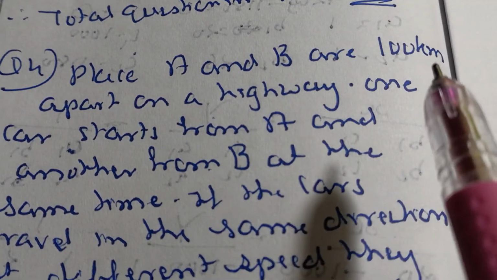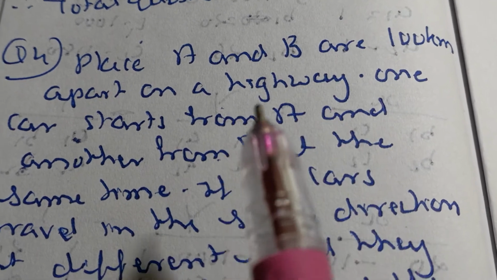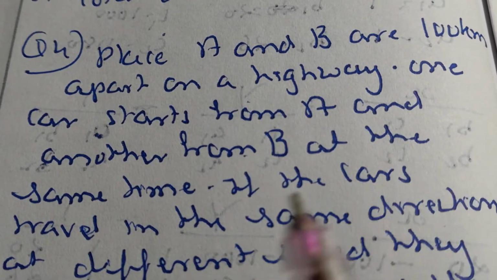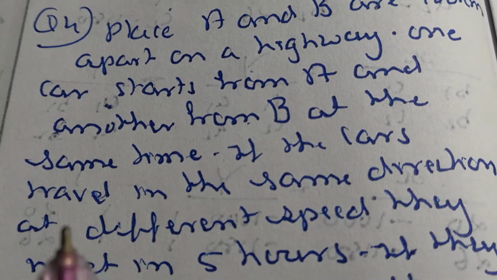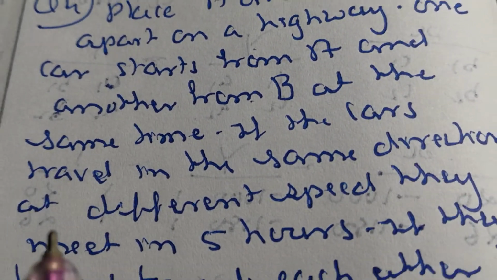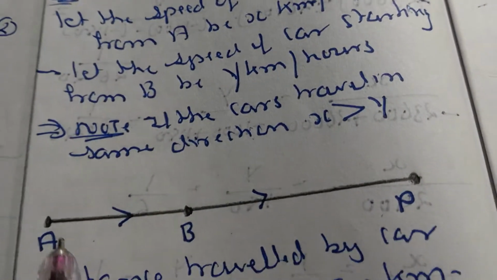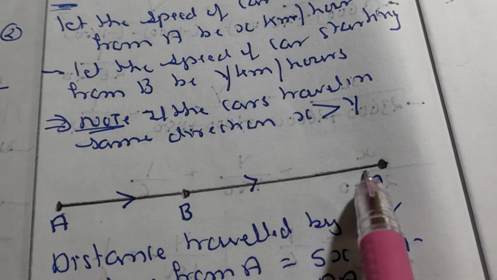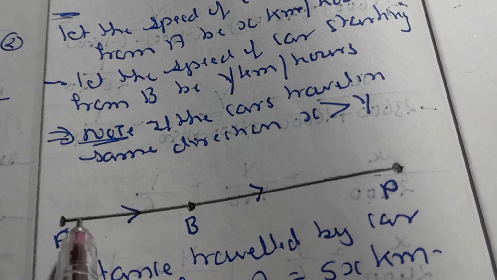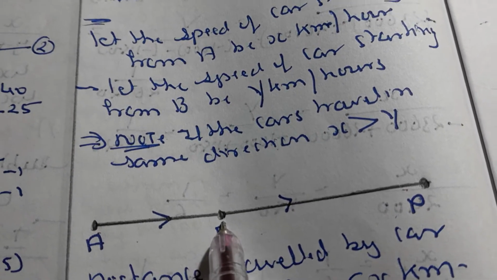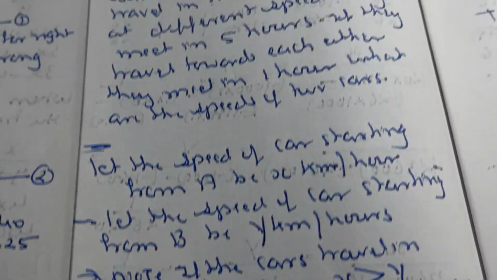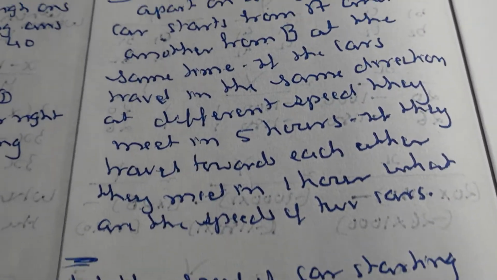Places A and B are 100 kilometers apart on a highway. One car starts from A and another from B at the same time. If the cars travel in the same direction at different speeds. Now this is car A and this is car B, and the total distance is 100. Both the cars start at the same time to reach P, and they are taking 5 hours.